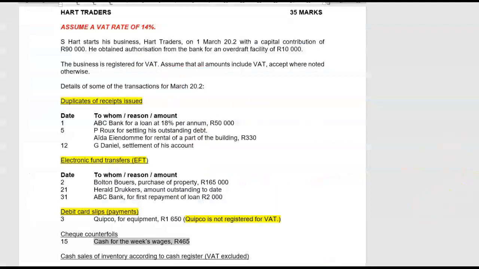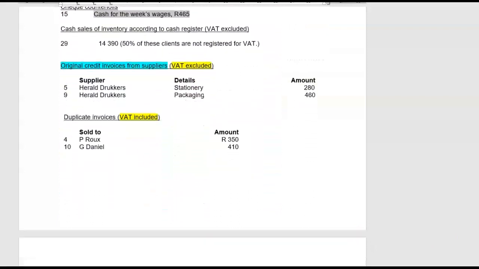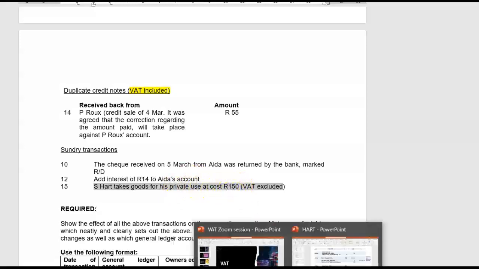Another transaction on the 15th, must be under sundry transactions, is Hart takes goods for his private use with a cost price of 150 Rand, VAT excluded. So what do we have to rectify? We have to rectify our inventory record. It is the cost price, inventory is stated at cost, so we're going to take the cost price of those items out of his account.